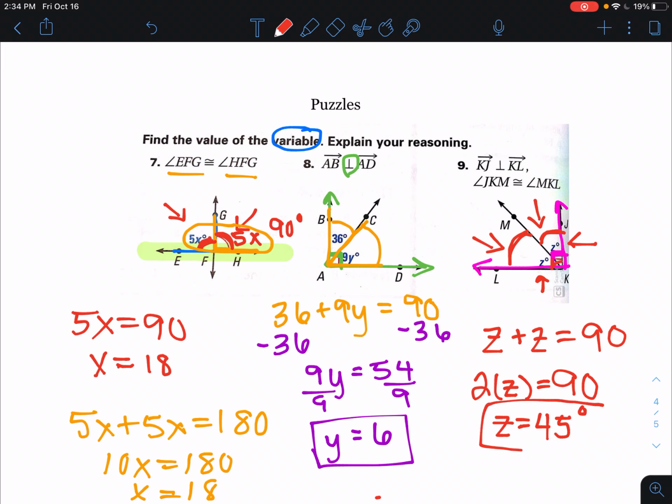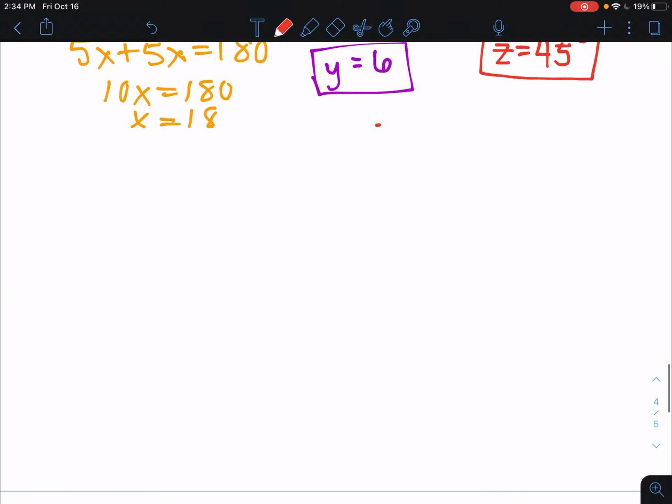These are tricky, so take your time on them. Definitely write down every step. Give these next ones a shot.